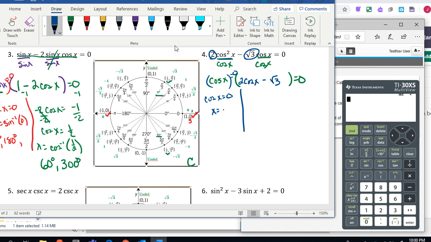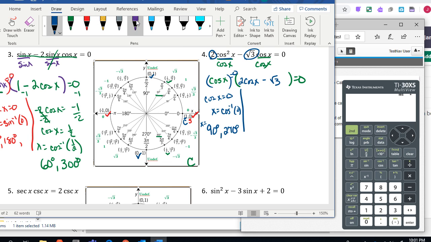So x equals inverse cosine of 0. And where is cosine 0? This is cosine. Cosine is 0 right here, and cosine is 0 right here. So this has 2 answers, 90 and 270. Not always the case when they end up like that. Okay, this is what x is equal to on this side.